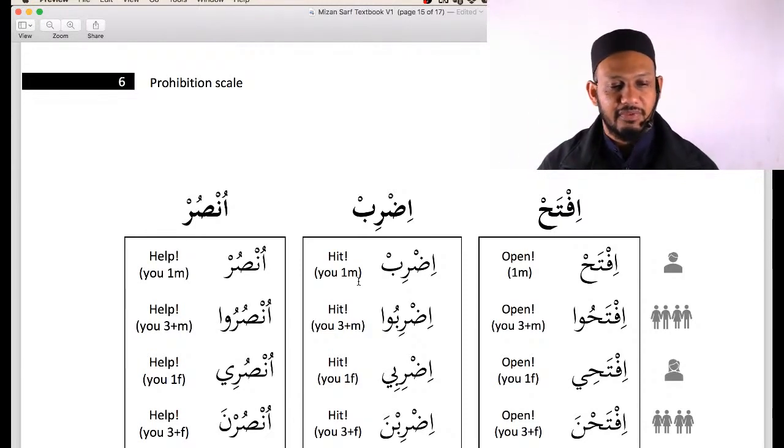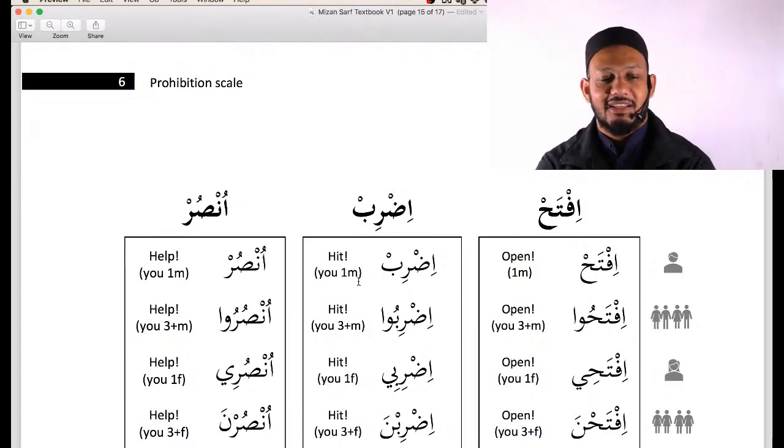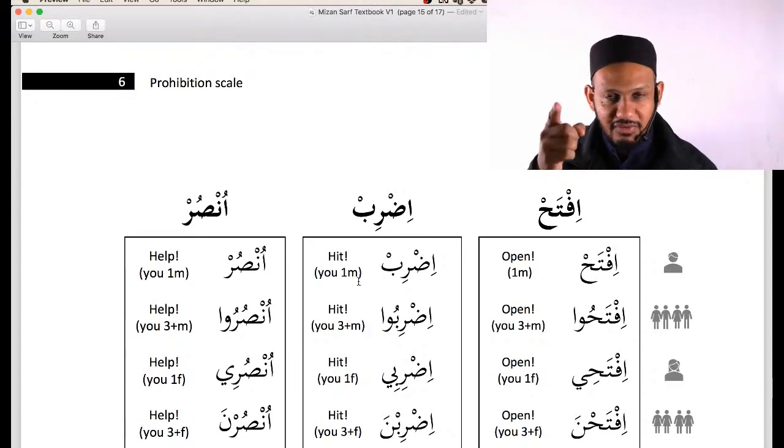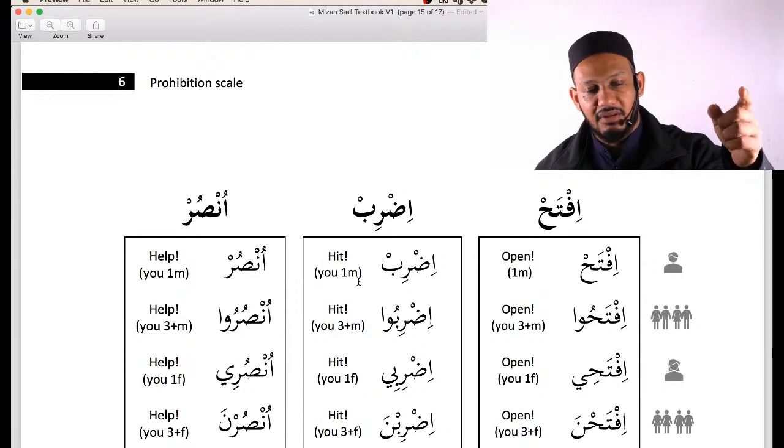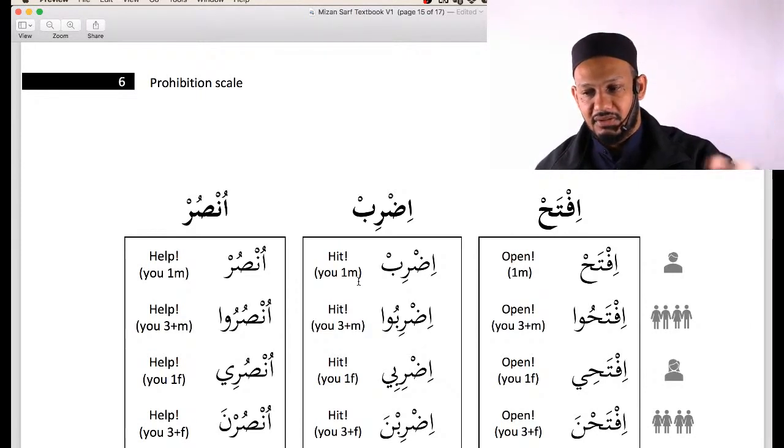Okay, I don't point, because a lot of the amrs come with du'as. Or you can point for practice if you want to. One finger idrib, many fingers idribu. One finger idribi, idribna. If you want to try it.